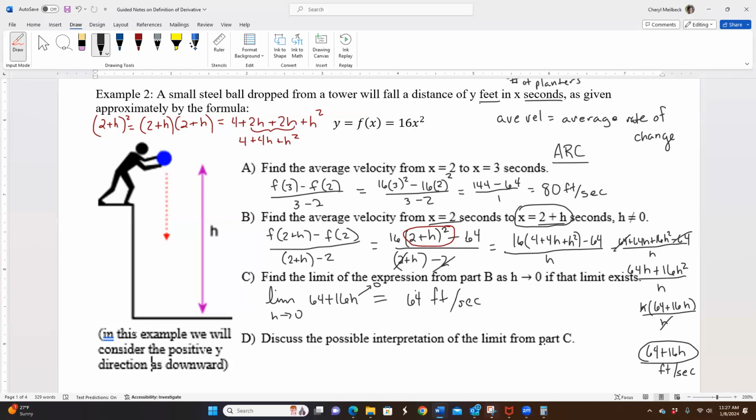Now discuss the possible interpretation of the limit from part C. Well, as h approaches 0, what we're talking about is the slope of this function at x equals 2, because the distance between the 2 points is approaching 0. So graphically, the interpretation is the slope at 2. But according to this problem, since we're talking about the average velocity here, what we're actually getting is the instantaneous velocity at 2 seconds. I wish I could spell that correctly. The instantaneous velocity at 2 seconds after the ball is released.